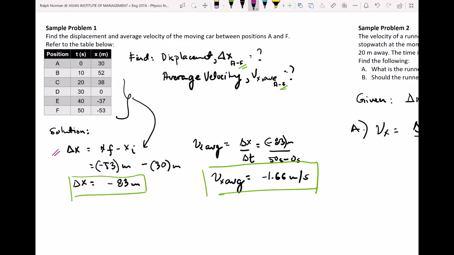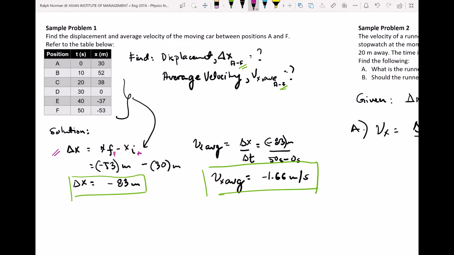the total displacement is just the difference between the final position and the initial position. In this case, we're asked to look for the displacement of A to F. So the final position will be at F, and the initial position will be at A. Substituting the values, we get negative 53 minus 30 meters, where your displacement is negative 83 meters, or 83 meters opposite to your reference point.